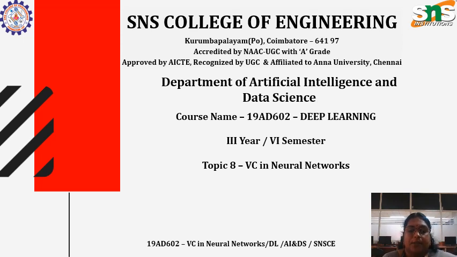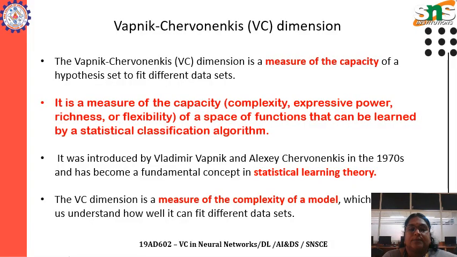I am going to explain the topic VC in neural network. What is VC called? It is a Vapnik-Chervonenkis dimension. This dimension is a measure of the capacity of a hypothesis class to fit different data sets.